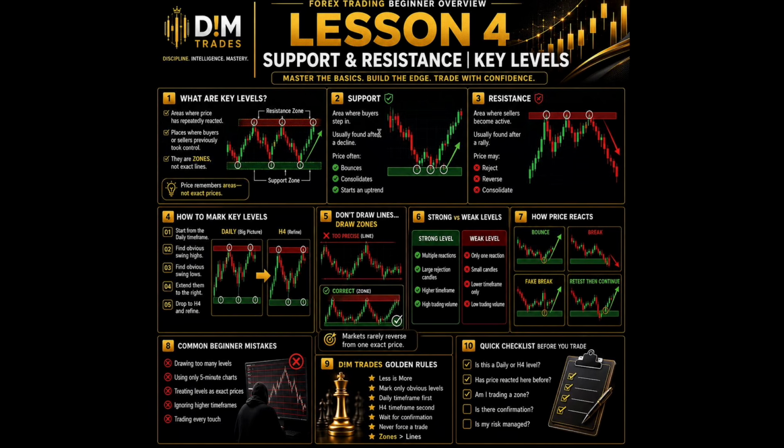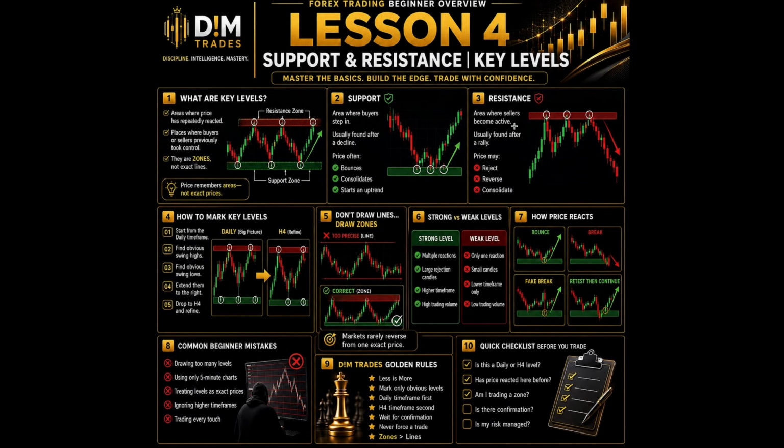So support areas are areas where buyers step in. They are usually found after a decline. Price often bounces from support, or it consolidates, or it starts an uptrend, changing the major direction of the market. So those are what key levels do. If you mark them correctly, price tends to respect them when it gets there. It's like an institutional reference point where, when the market gets there, it tends to either change direction, bounce from there, consolidate, or start another trend entirely.